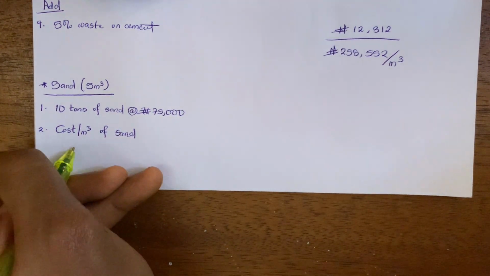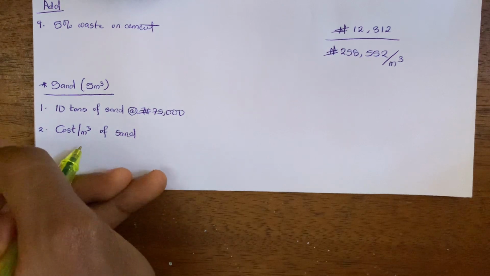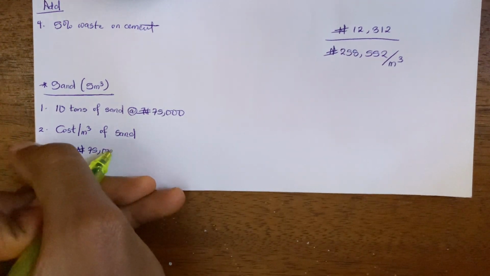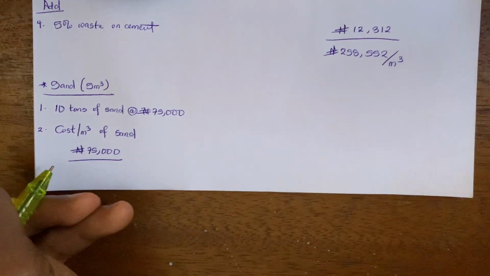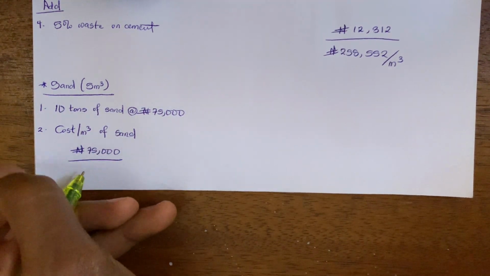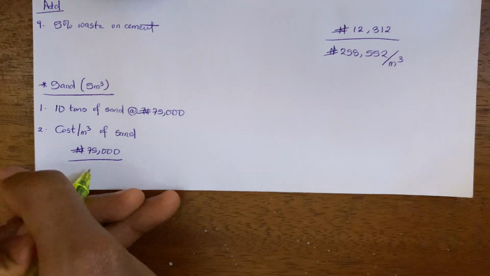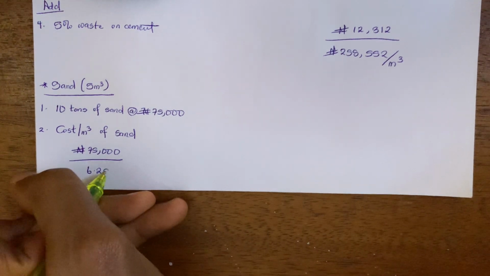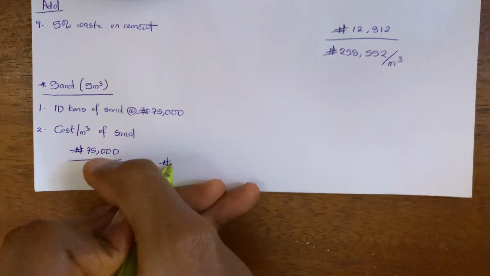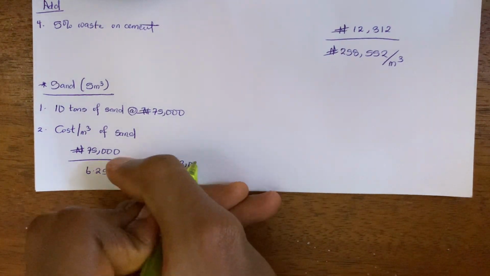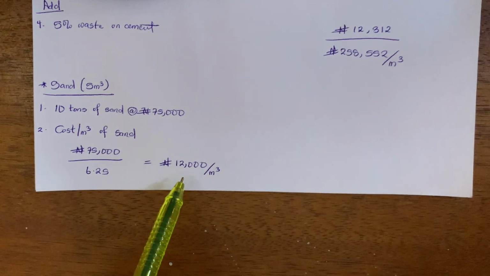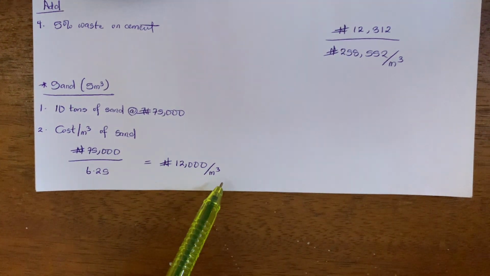So from our formula, the cost for 10 tons is 75,000 naira. We're now going to be dividing it by the approximate quantity of 10 tons in cubic meter, which is 6.25. So when you divide these two together, you're going to be having 12,000 naira. So it means that the cost of 1 meter cube of sand is 12,000 naira.